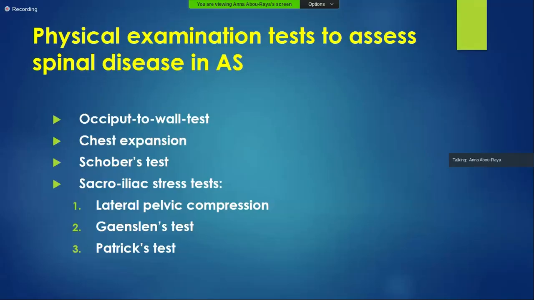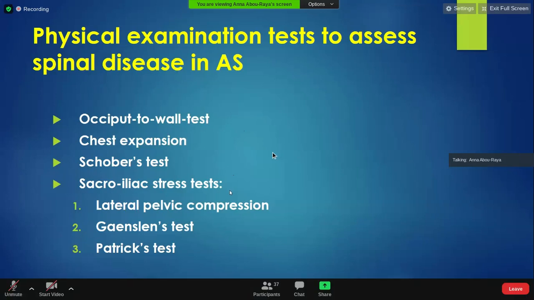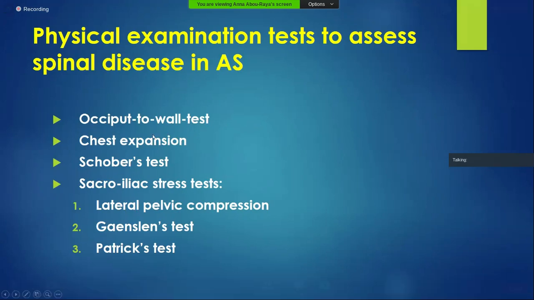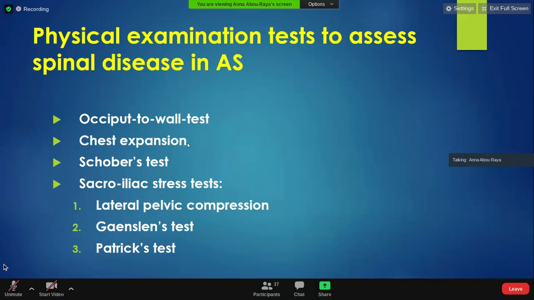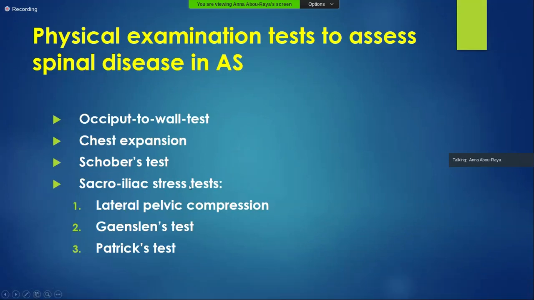In the physical examination, which you took in the clinical round, we have to do the tests to assess the spinal disease. We do the occiput to wall test to assess cervical range of motion. We also do the chest expansion, the Schober's test, and we look for the sacroiliac stress test, amongst which we have the most important, the lateral pelvic compression, the open book test, the Jensen's test, and the Patrick's test.